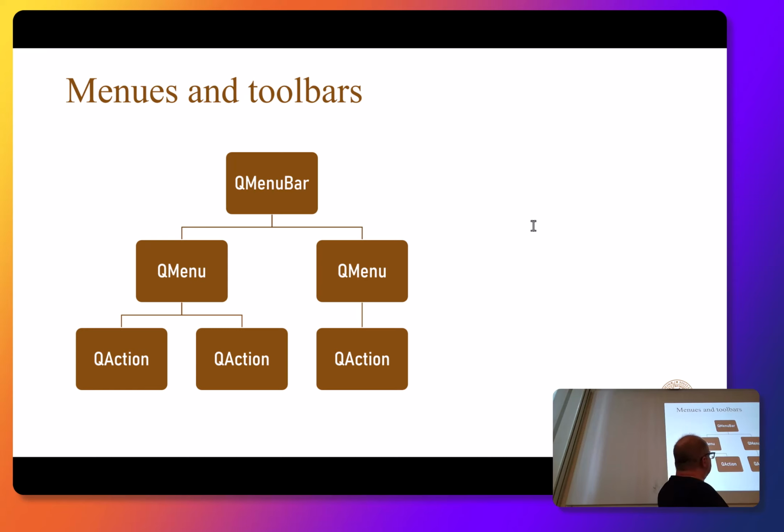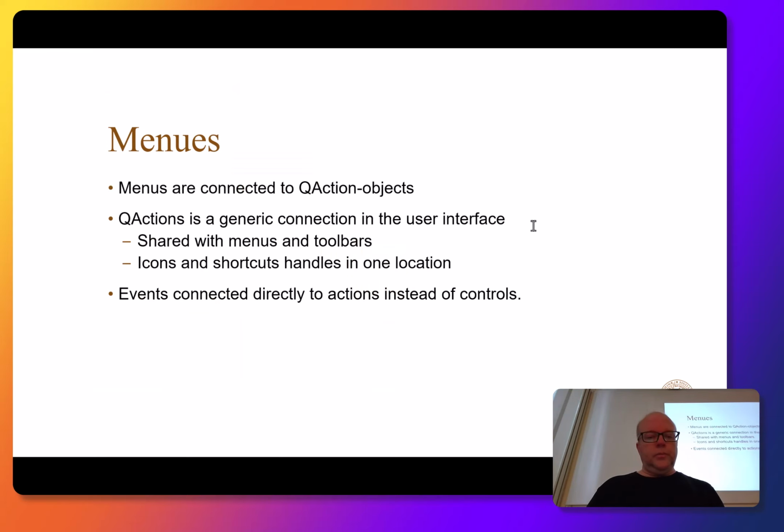And here is a special thing that we do for menus and toolbars, is that you have something called a QAction, and that is what is shared between a toolbar and a menu. So instead of duplicating the events between the toolbars and the menus, you connect your code to the action instead. And the action is executed from a menu or from the toolbar. I will show that later here.